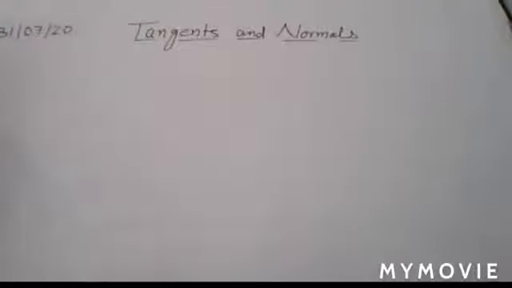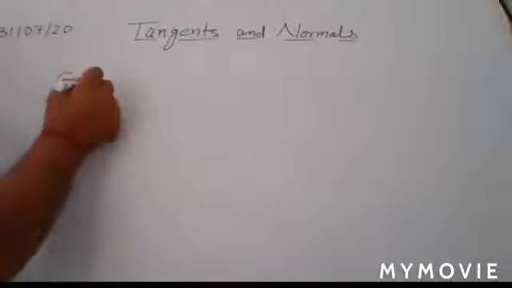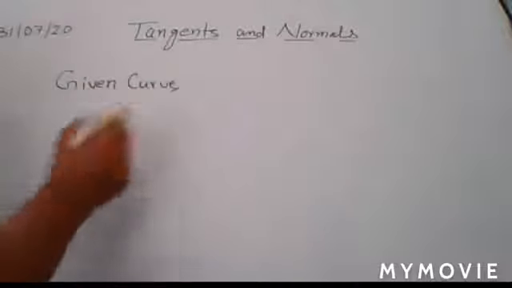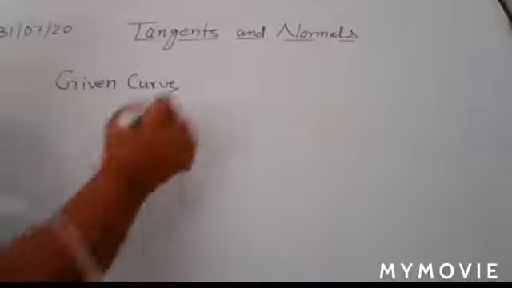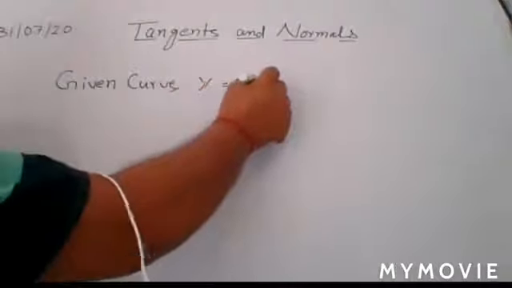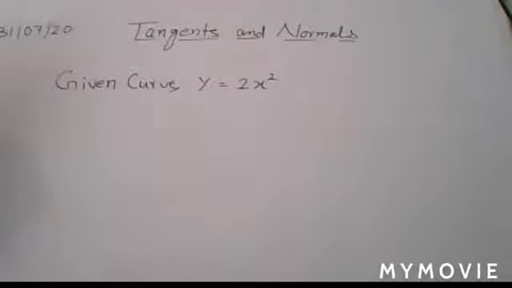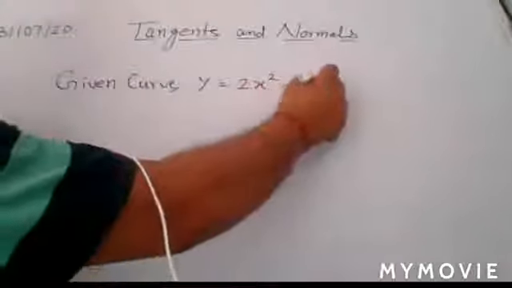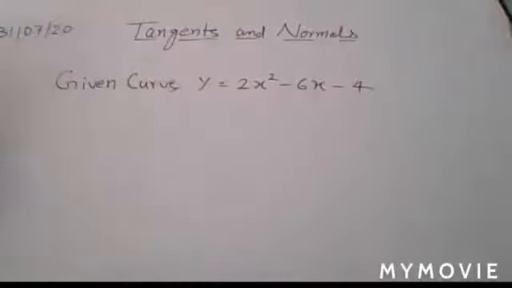Yes, right. Next question. Note it. Find the point on the curve y is equal to 2x square minus 6x minus 4 at which tangent is parallel to x-axis.